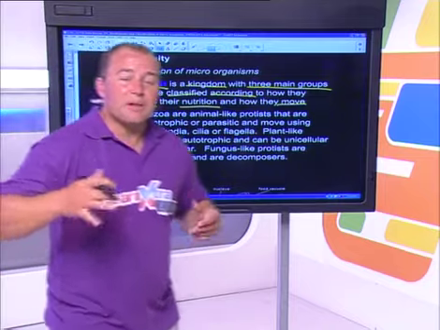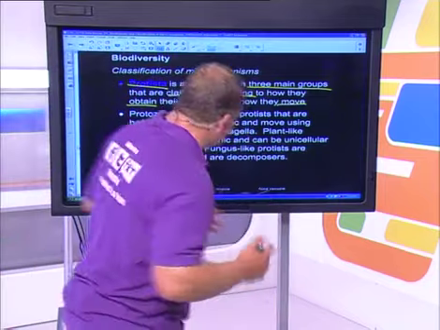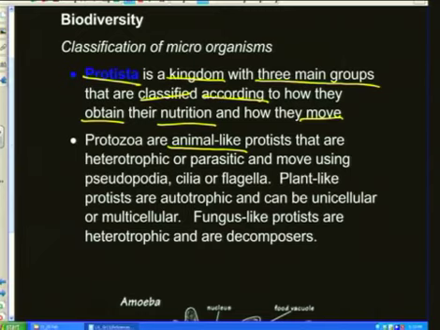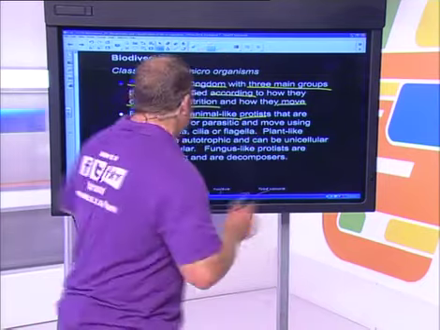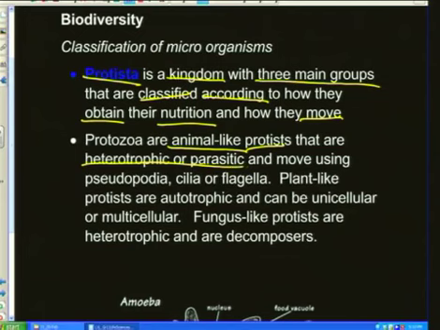Protozoa are animal-like. Most ones, you get the amoeba. Think about that carefully. The amoeba, we spoke about it. So you get the amoeba-like protists. They are heterotrophic. They eat other things, like an animal. An animal eats things. It doesn't make its own food. So they're heterotrophic or parasite.